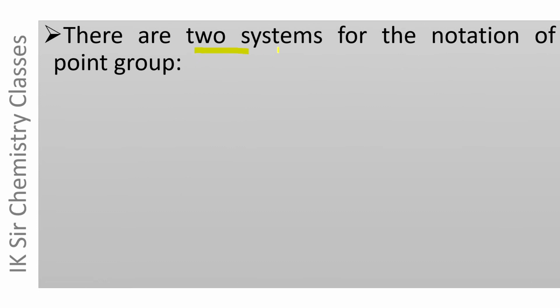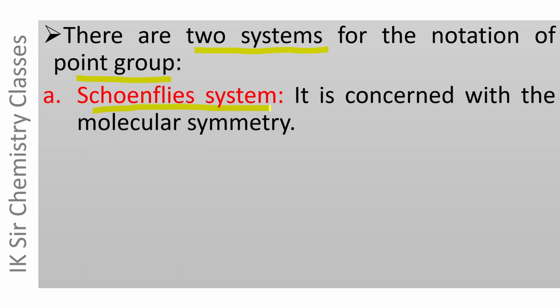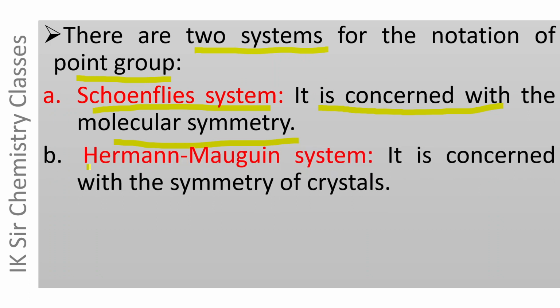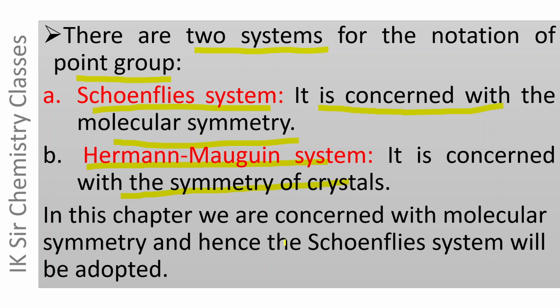There are two systems for the notation of point group. One is the Schoenflies system. It is concerned with molecular symmetry. The other one is the Hermann-Mauguin system. It is concerned with the symmetry of crystals. But in this chapter, we are concerned with the symmetry of molecules, that is molecular symmetry, and hence the Schoenflies system will be adopted in the present video and in coming videos.